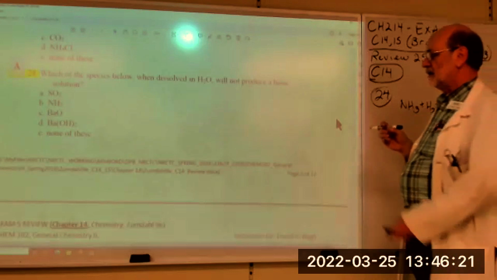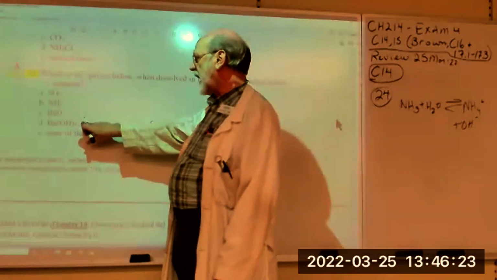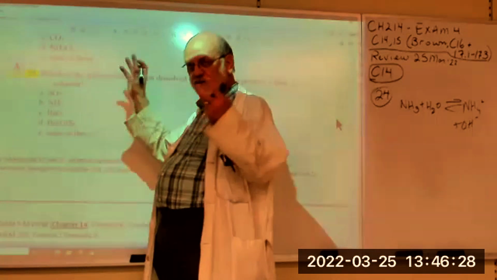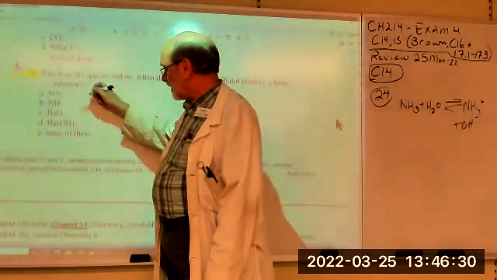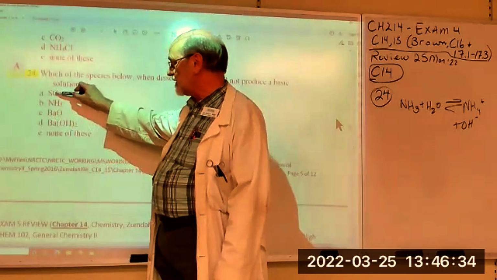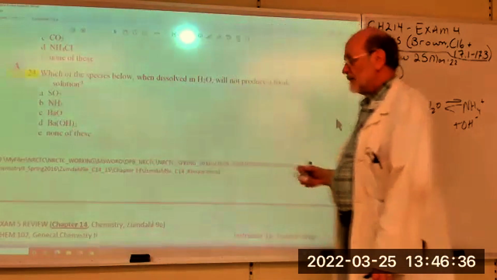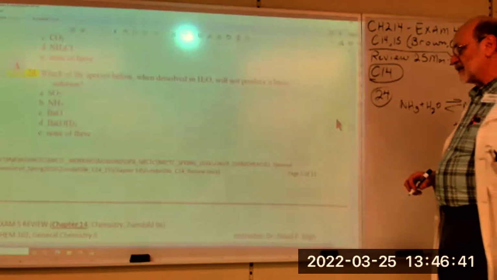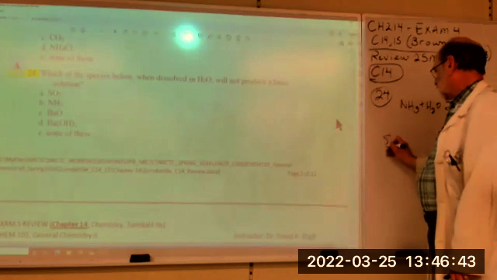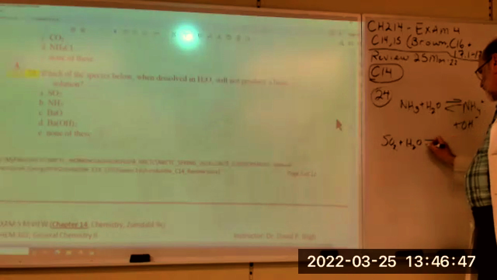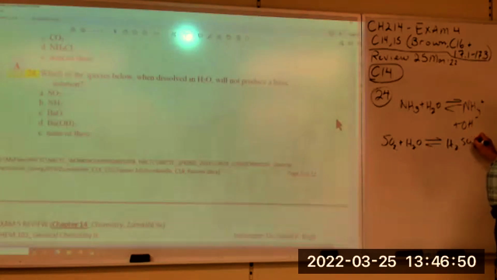Then we look at barium hydroxide, which obviously makes a basic solution. If you put it in water, the hydroxides dissociate, and there you are. But the key here is the difference between this one and this one. This is a metal oxide, this is a non-metal oxide. Remember, non-metal oxides make acids. Metal oxides make bases. So the SO2 will react with water and produce H2SO3, which is an acid.